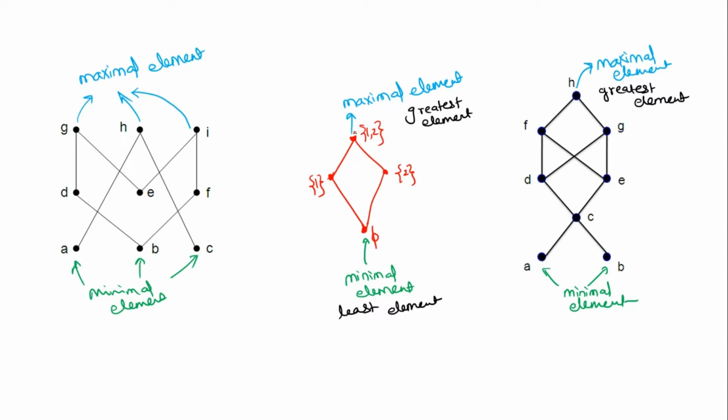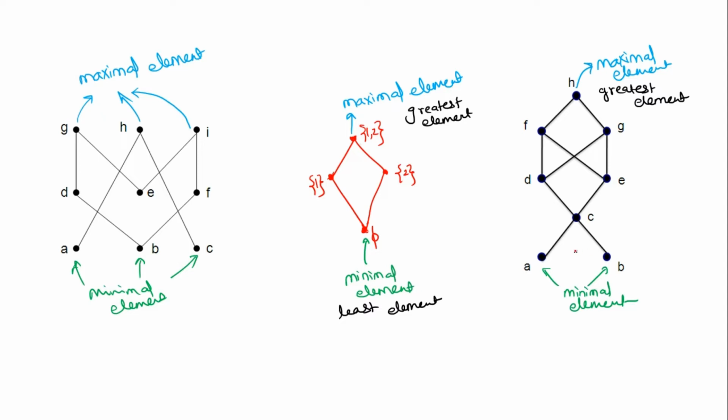So this is my maximal element. Again, among all the maximal elements, there is only one maximal element, so this is my greatest element. Again for this diagram, there is only one minimal element, so that element will be the least element.